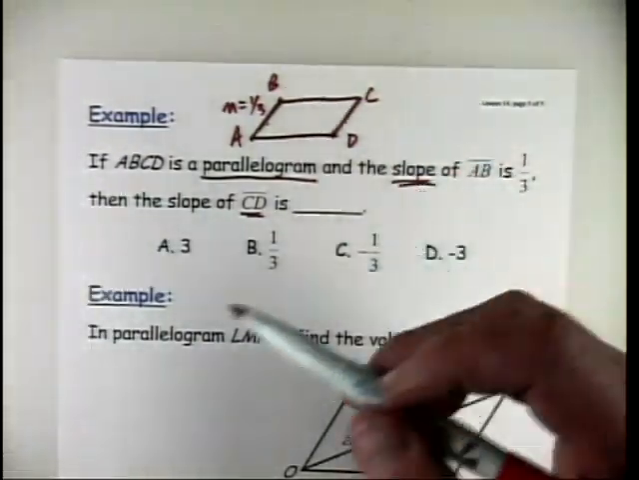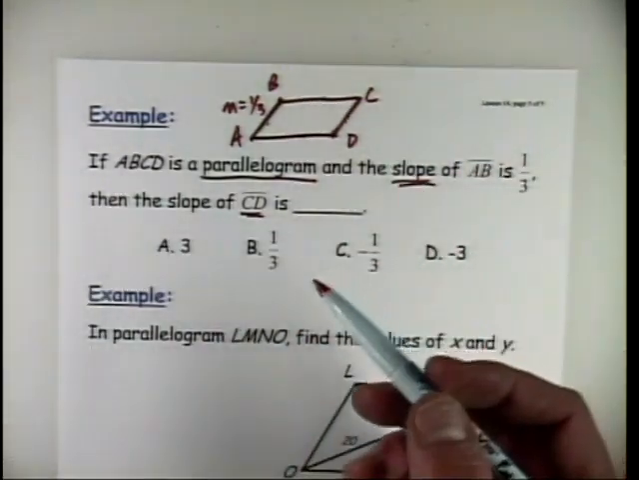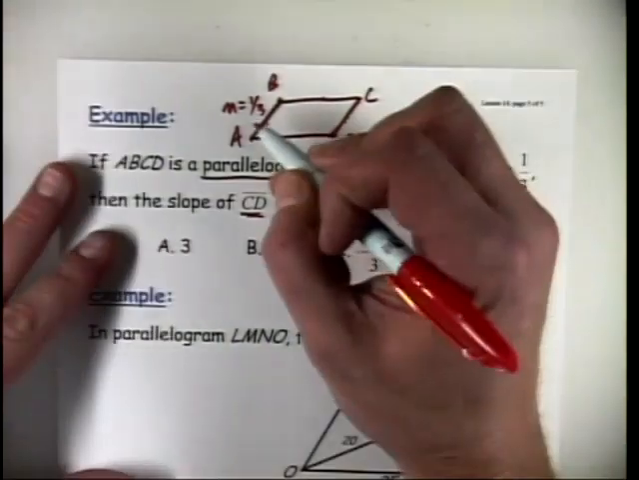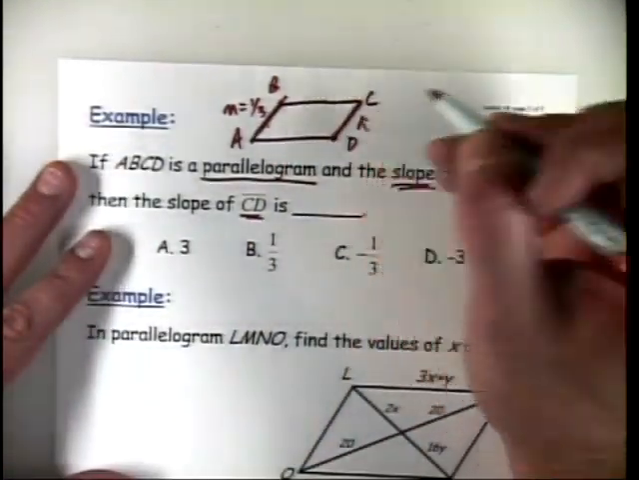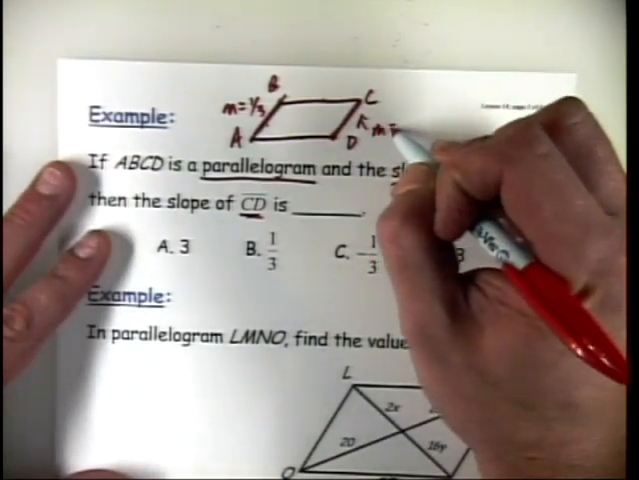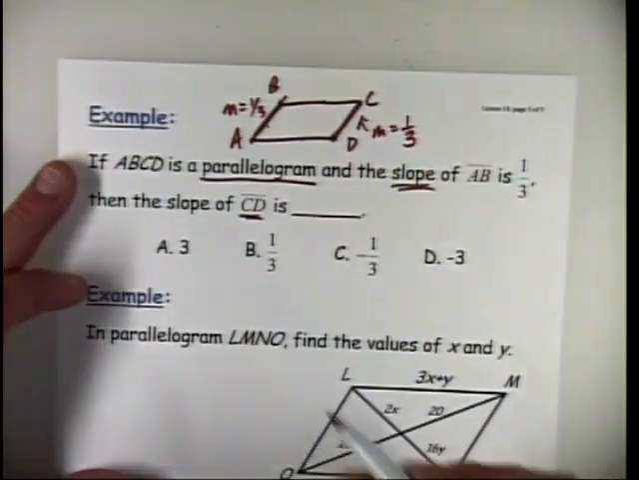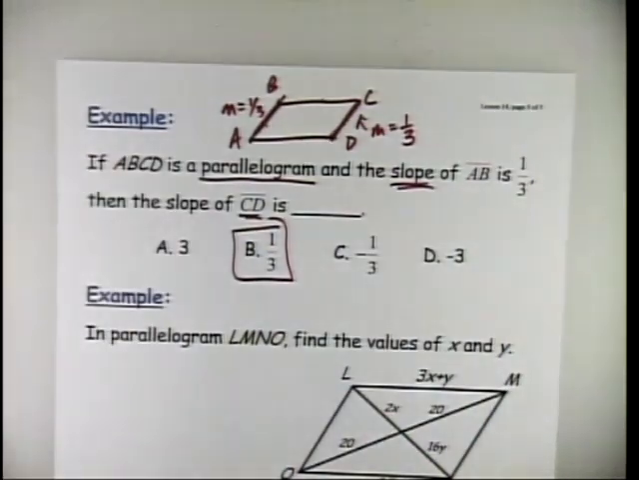So remember, parallel lines never intersect, and they have the same slope. So if this line has a slope of 1/3, then any line parallel to it, in this case, namely segment CD, will also have a slope of 1/3. Okay, so the answer has to be choice B.